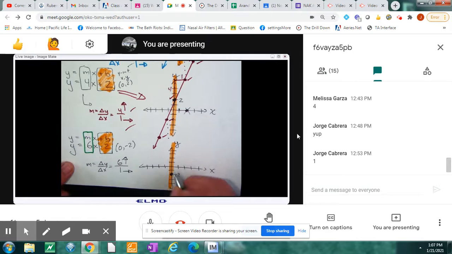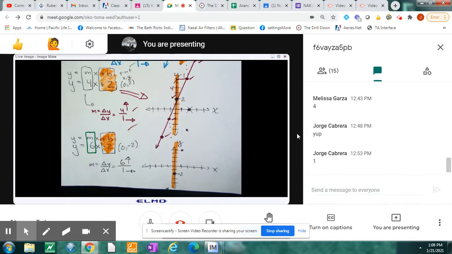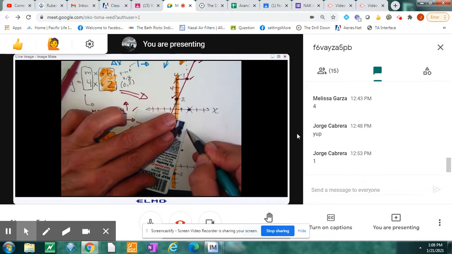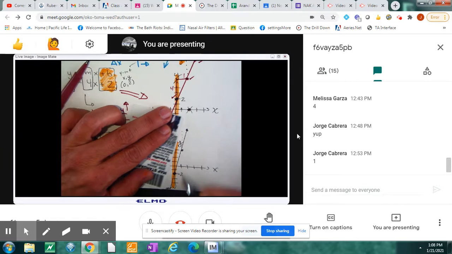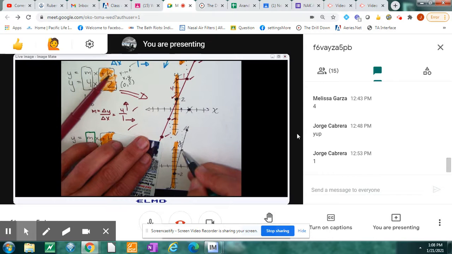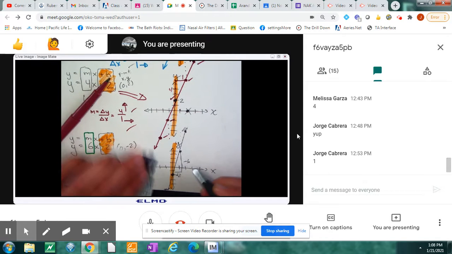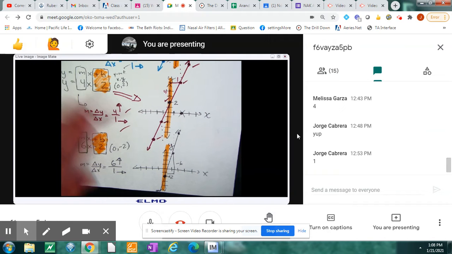1, 2, 3, 4, 5, 6, and then 1. And then back. 1, 2, 3, 4, 5, 6, 1. It's barely going to fit. There's your line. It's a little crooked, but 6, 1. Negative 6 and 1. All right? So far, so good?